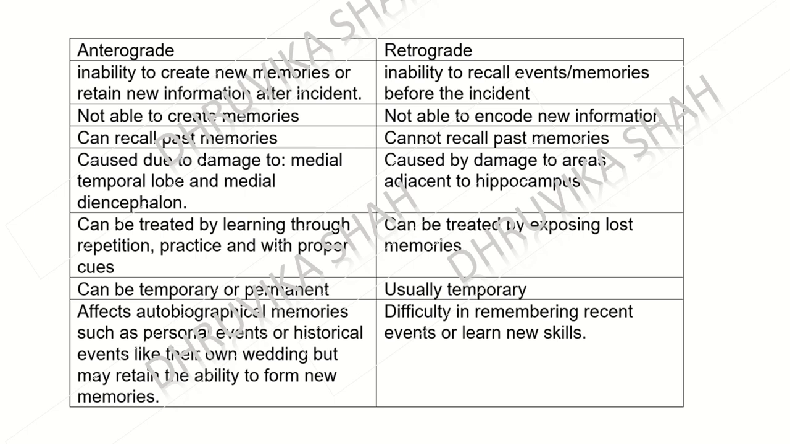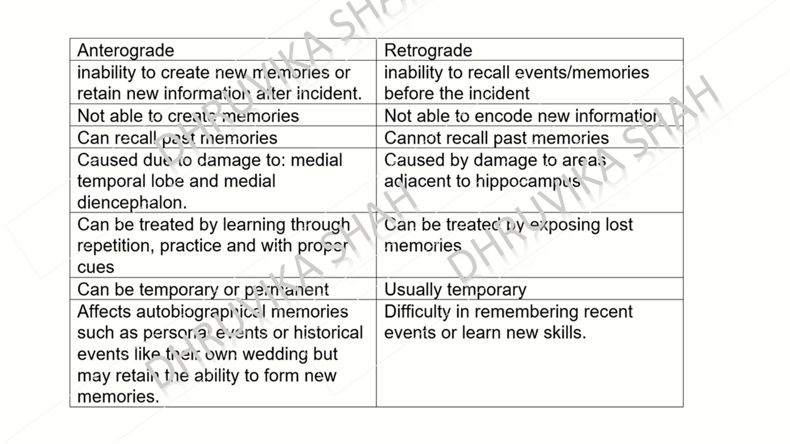But when we talk about anterograde, it is totally opposite, where we are unable to create new memories or put in new information after that incident. So after a particular incident, when you cannot store anything in your memory, you tend to forget everything, that is anterograde. But when you have difficulty remembering the present and also forget the past memories, that is retrograde.